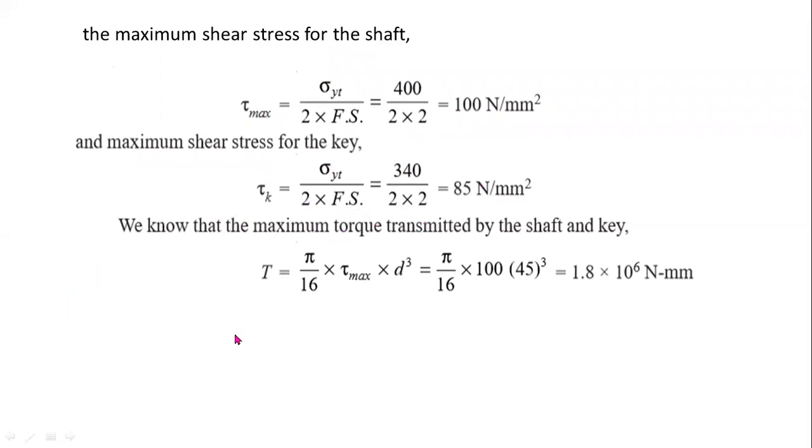Already we know that from the torsional equation, torque transmitted by the solid shaft T equals pi d cube by 16 into tau. This is the formula for torque transmitted by a solid shaft. In this equation you can substitute the value of tau max for the shaft material. d is the diameter of the shaft. From this equation, the torque transmitted by the shaft equals 1.8 into 10 power 6 Newton mm.